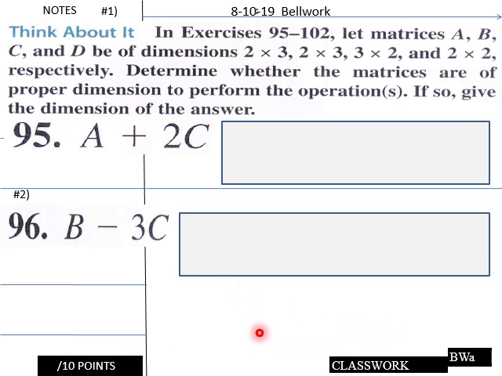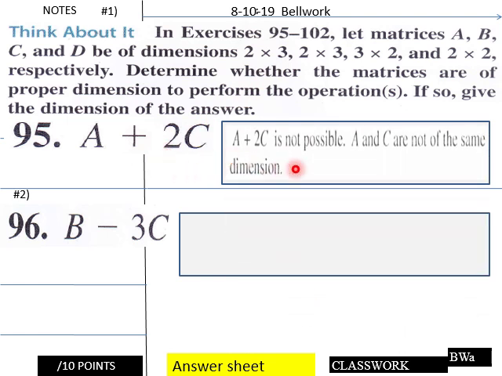Okay everybody, here are our solutions for today's bell work. A plus 2C will be a 2 by 3 plus 2 times a 3 by 2. When we add that together, it is not possible. A and C are not of the same dimension. We have a 2 by 3, 2 rows, 3 columns, and then our C here would be 3 rows and 2 columns. So you can't really combine those two.